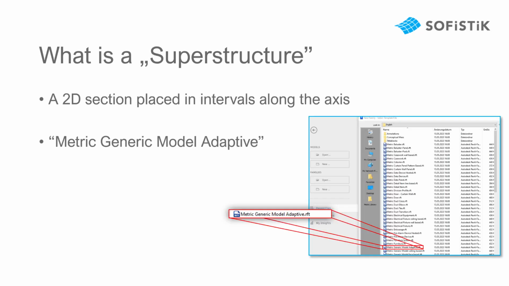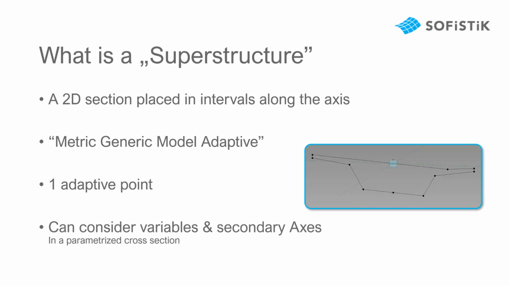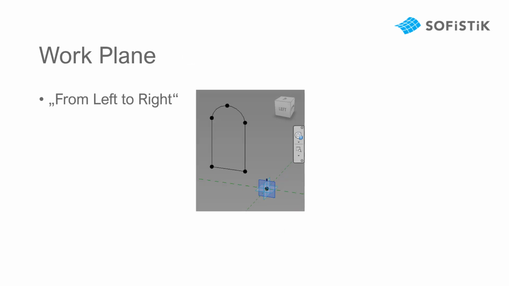It is based on a metric generic model adaptive family. It has one adaptive reference point and it can consider both variables as well as secondary axes for its parametrization along the axis alignment. When we talk about superstructure families, we talk about two-dimensional families in the plane from left to right. So this vertical plane, and you can see in the view cube the alignment of the plane in which the reference has to be created.